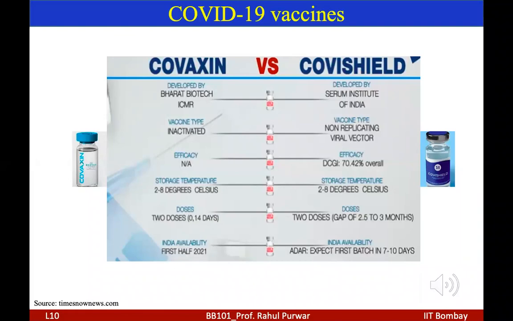So here they are using a non-replicating virus, meaning the virus doesn't replicate, doesn't make more copies. That means the virus will not cause the infection, but the body will feel as if the virus has come, and the body will produce the immune response. And this vaccine is also given in 2 doses, with a gap of 2 to 3 months between the doses.